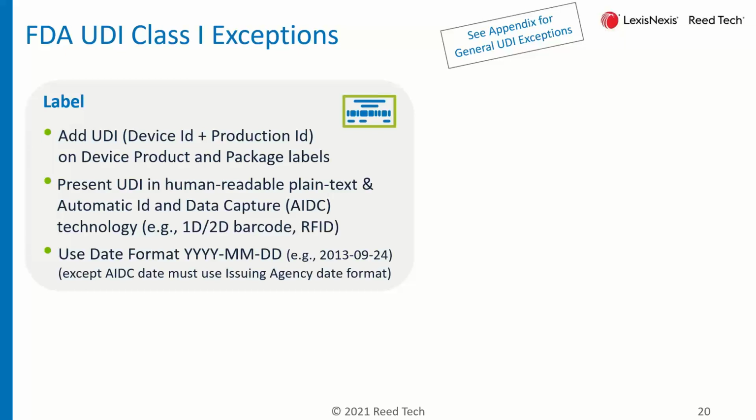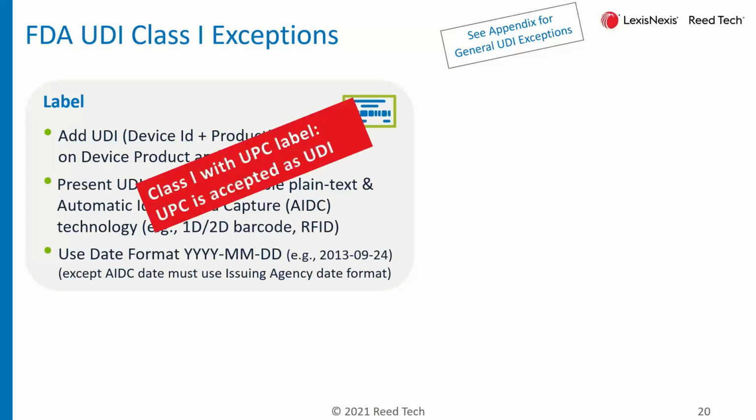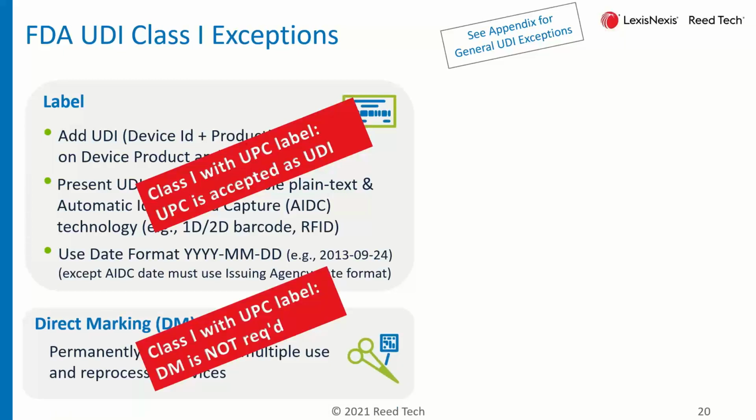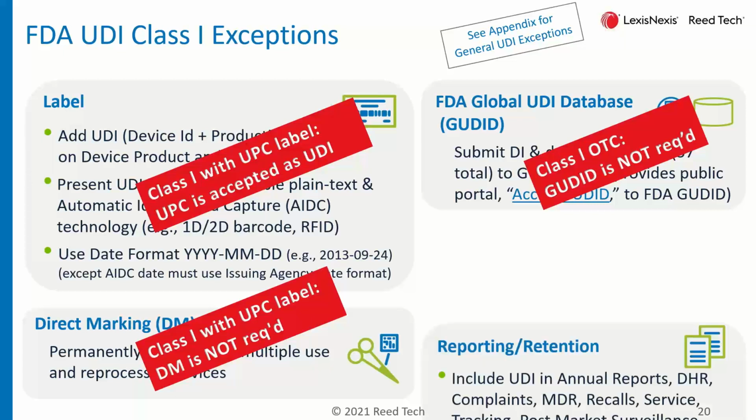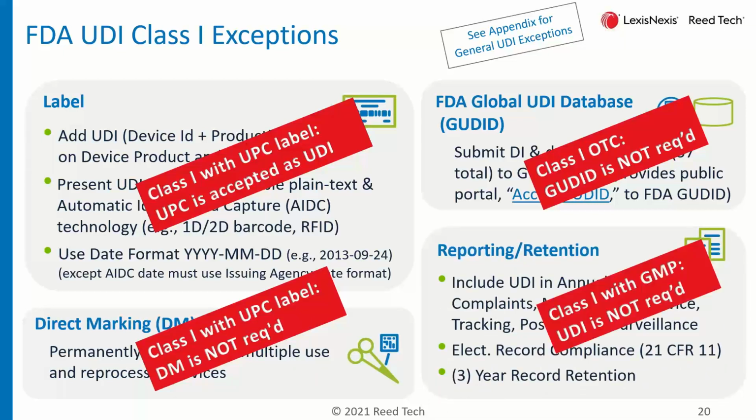Yeah, thank you, Gary. So we've seen the slide just a bit before with Gary showing us before, and now this is more or less the after, right? So the FDA UDI exceptions do exist for certain Class I products. If we look at the top left quadrant here, we have Class I with UPC label, and the UPC is accepted as UDI. Now we get into direct marking. You'll see that for Class I with UPC label, direct marking is not required. And then we have the Class I OTC, or over-the-counter. UDI reporting is not required. And then the last quadrant we have Class I with GMP, good manufacturing practice. UDI is not required. So we do see some differences here.